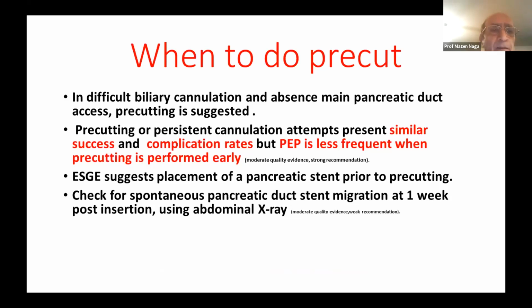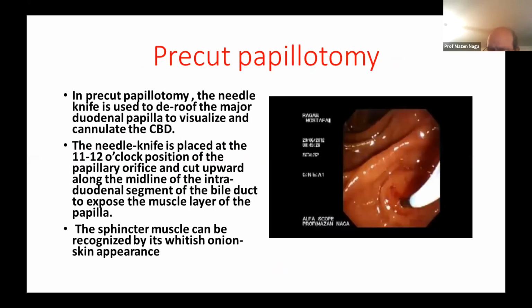But when to do the cut? In difficult biliary cannulation, with absence of main pancreatic duct access, pre-cutting is suggested. Pre-cutting or persistent cannulation attempts have the same success and the same complication rate, but post-ERCP pancreatitis is less frequent with pre-cutting. Don't delay the pre-cut until the papilla becomes very ugly and you can't find what to do. The European Society of Endoscopy suggests placement of a pancreatic stent in this case, and to check that it falls out of the body within a maximum of 1 week by X-ray.